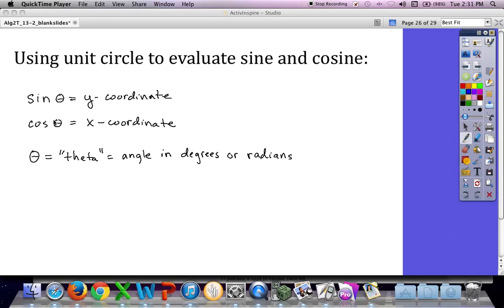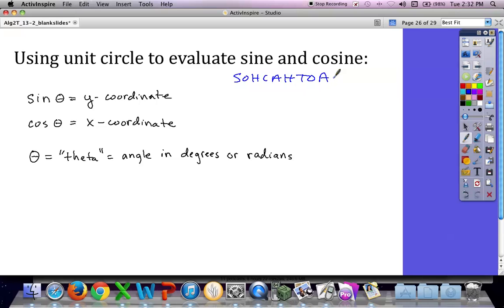Now again, I use this Greek letter theta to represent the angle because it is commonly the angle that's used. Now, if you think of it, you already had a way to do sines and cosines and tangents. Do you remember SOHCAHTOA? Right?